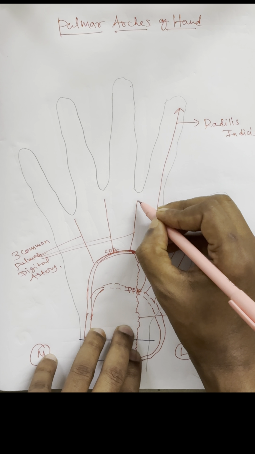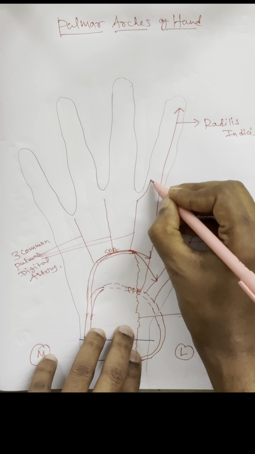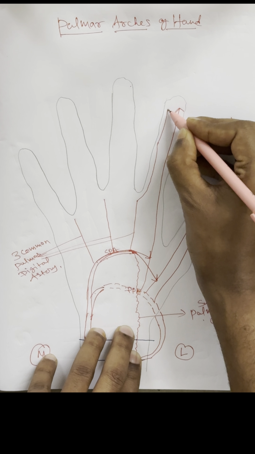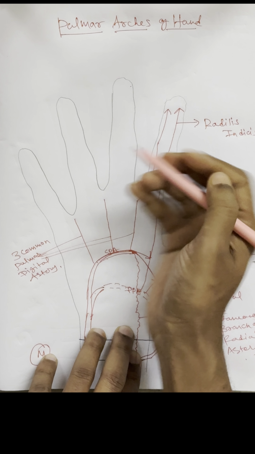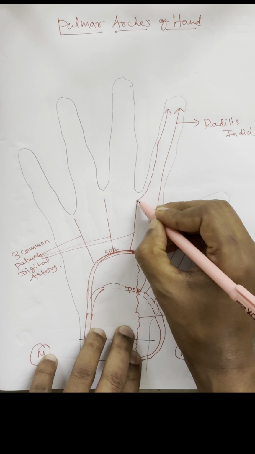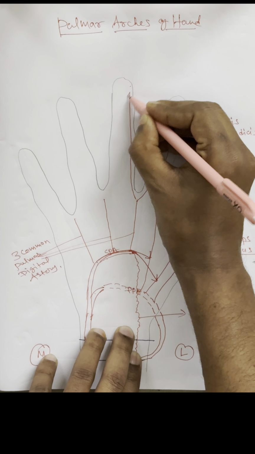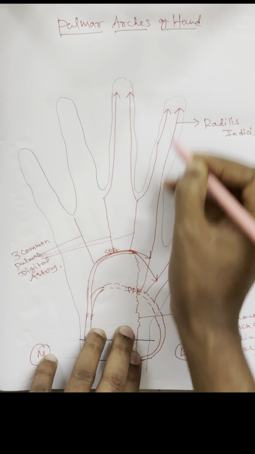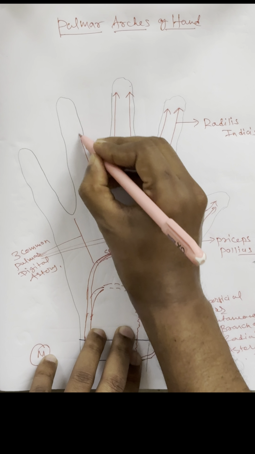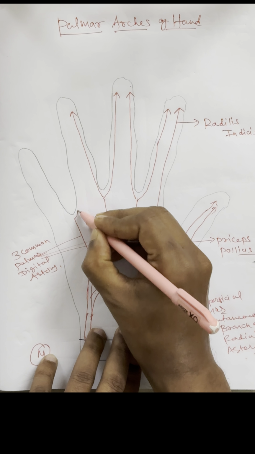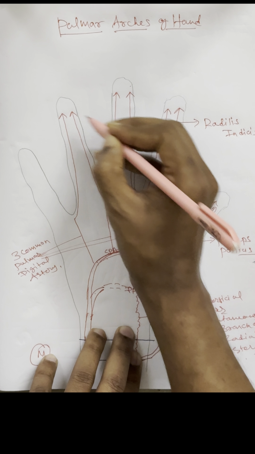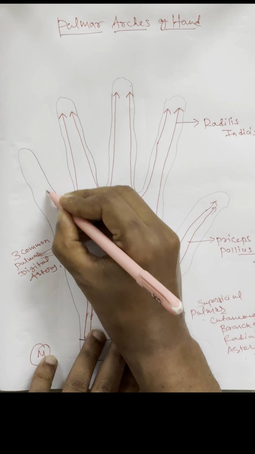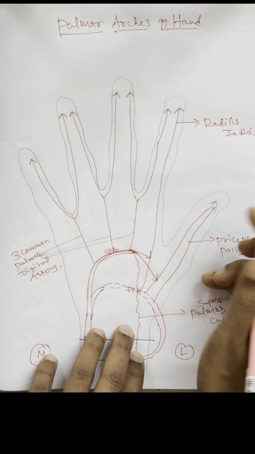So now these three common palmar digital arteries again give up branches here, towards the medial side of the index finger, towards the lateral side of the middle finger, again towards the medial side of the middle finger, towards the lateral side of the ring finger, towards the medial side of the ring finger, and towards the lateral side of the small finger, right?